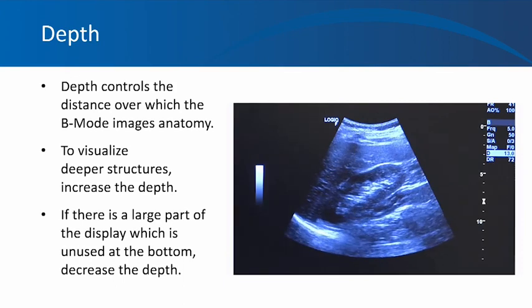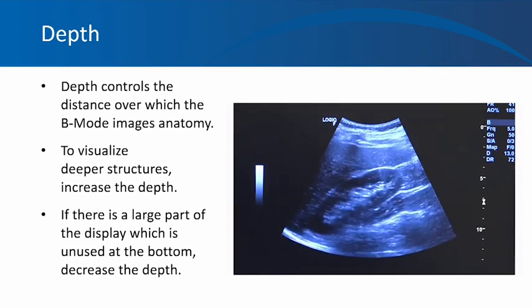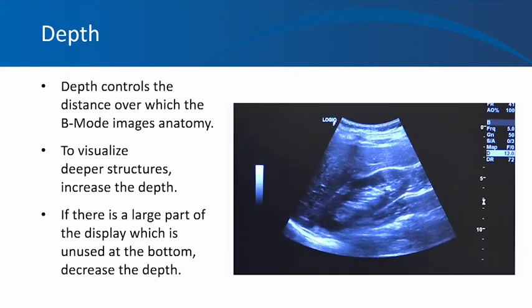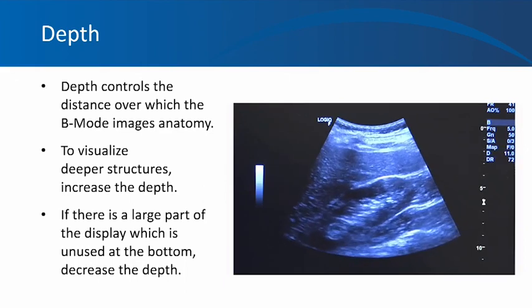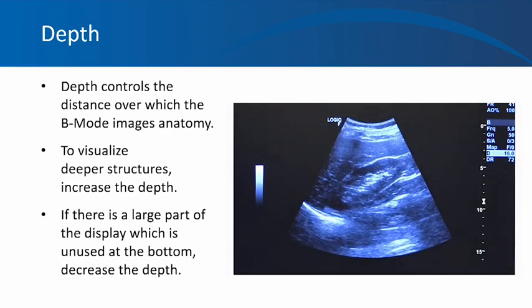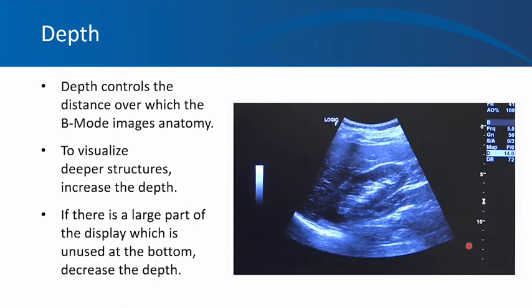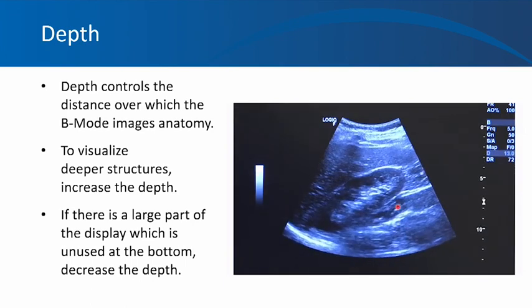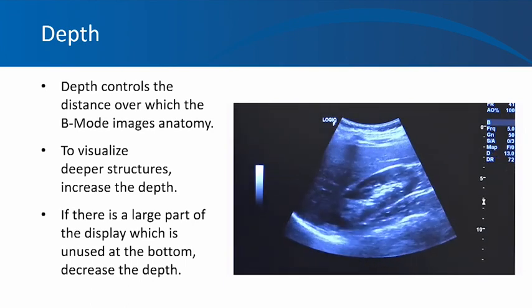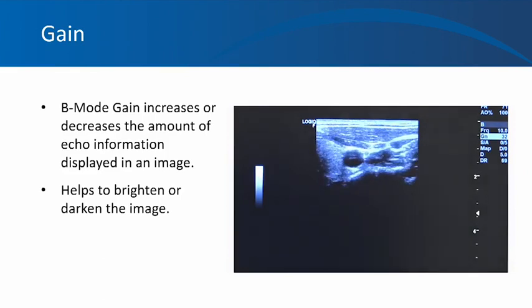Depth controls the distance over which the B mode images the organs. For example, as shown here, if you care only about the liver and the kidney and nothing else, decrease the depth. And if you want to see deeper structures, increase the depth. Gain is the ultrasound term for brightness of the image and increases or decreases the amount of echo information that is displayed on the image.